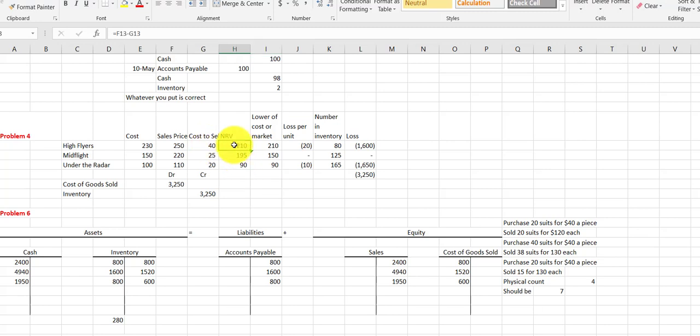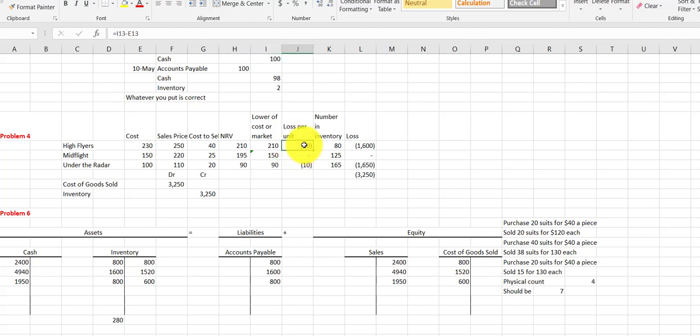So our net realizable value, which is the value we need to use to look at lower of cost or market, is the sales price less the cost to sell. So 210, 195, and 90. Now that was not given to you. You had to calculate that. So then we compare the net realizable value to the cost. We take the lower of the two, and that goes in this column. So here it was the 210 net realizable value. Here is the $150 cost. Here is the net realizable value.